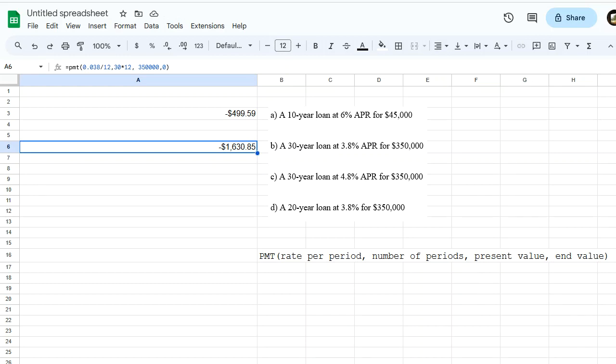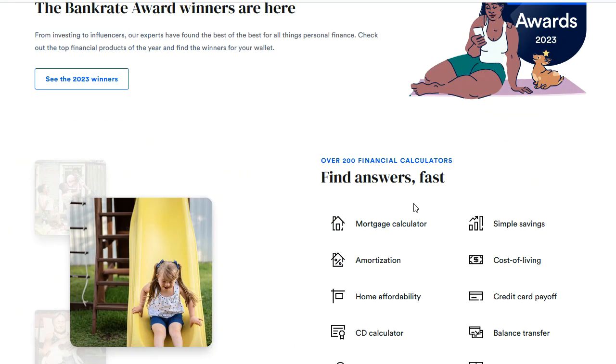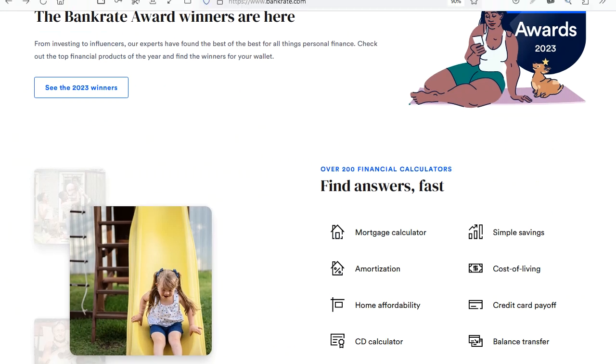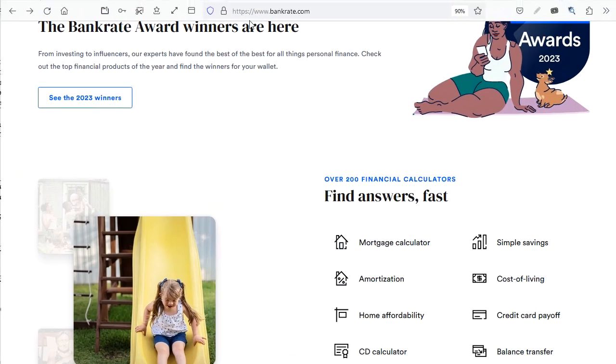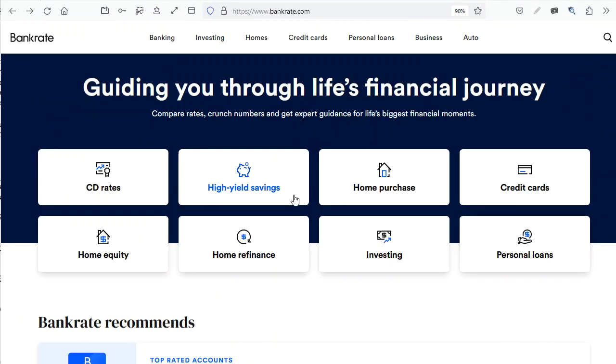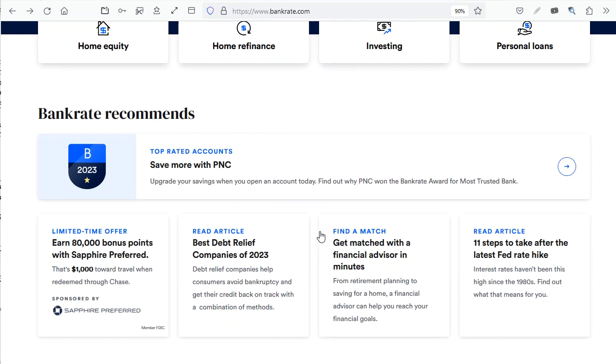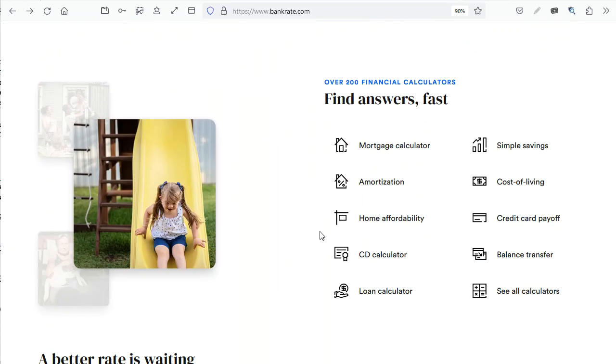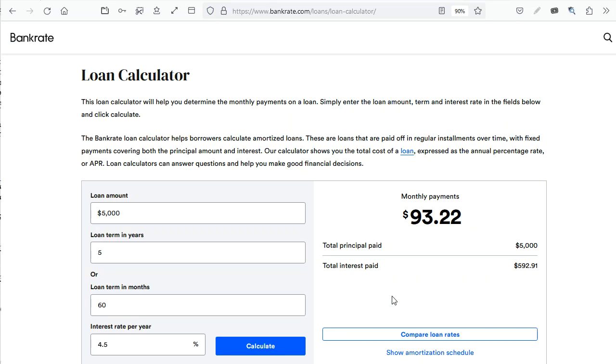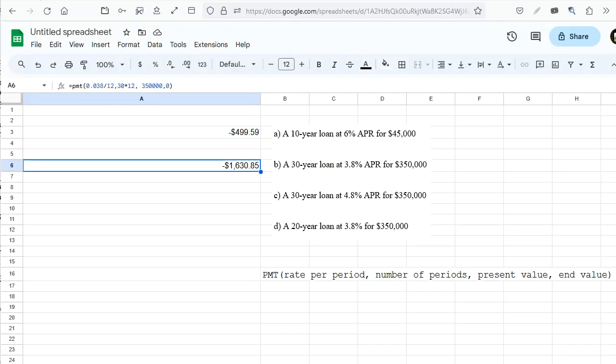Okay, before we do the last two and talk about those, I also want to talk about how you could do these using an online calculator. So here we've got bankrate.com. I like to use this one, Bankrate, and you can do all kinds of stuff here. If you scroll down to loan calculator, you could do it with this one too, and they've got other kinds of calculators. This is good stuff here for your own personal finance.